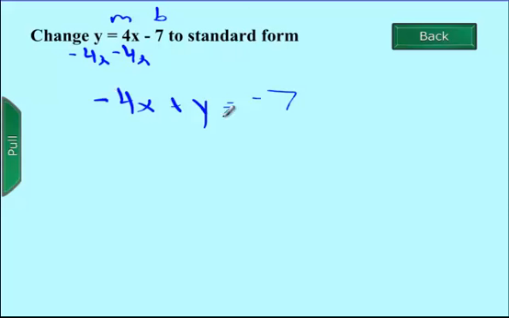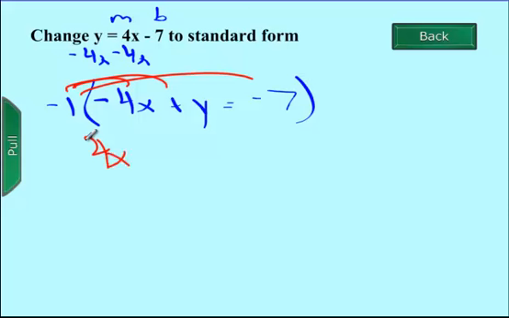I have a couple different rules. X and y on one side. Check, that one's done. A has to be positive. Alright, let's go ahead and get rid of that. So I'm going to multiply through by a negative. So as I multiply through, all I'm going to do is change the signs. So 4x minus y equals 7.